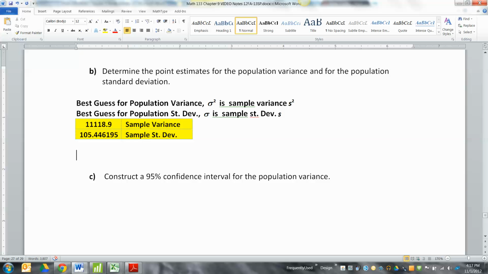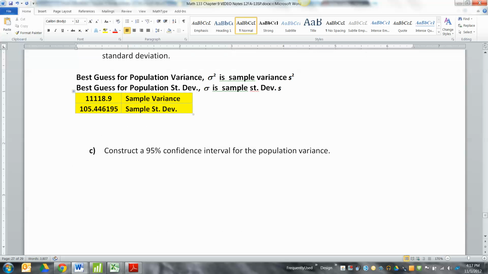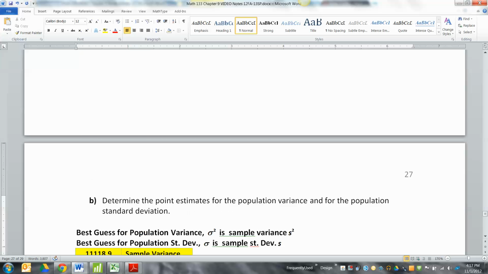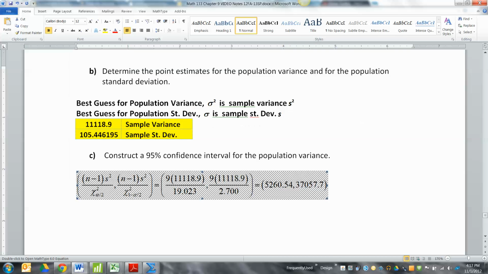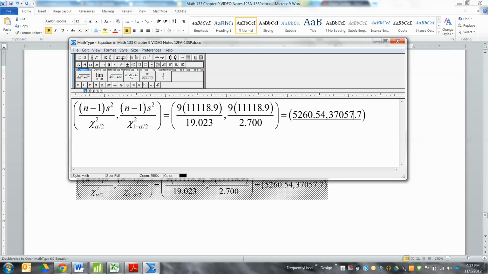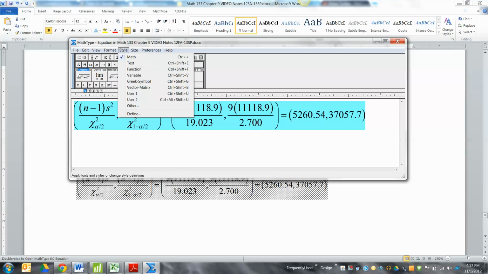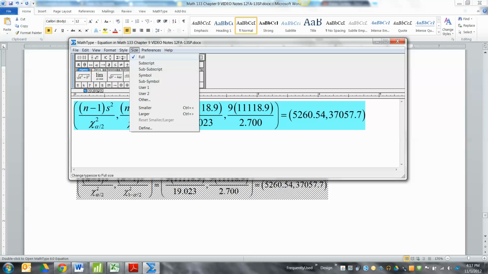Now we need to construct this interval. So the interval we're making is one for the population variance. So there is a formula for it. Let me go grab it. And I've actually got it all done right here, but let's see the parts of it. So you take n minus 1, which in our case is 9, right? 10 minus 1, 9.